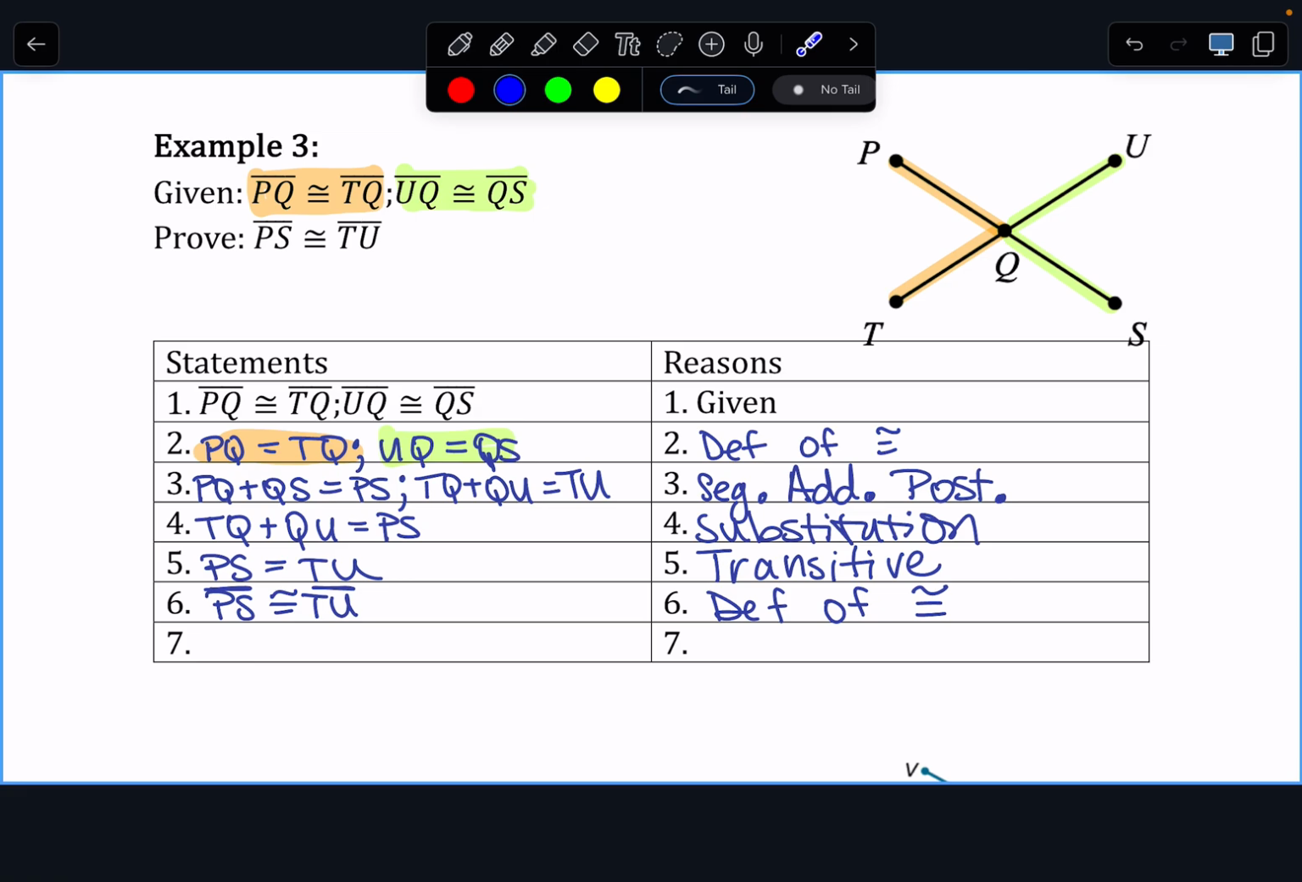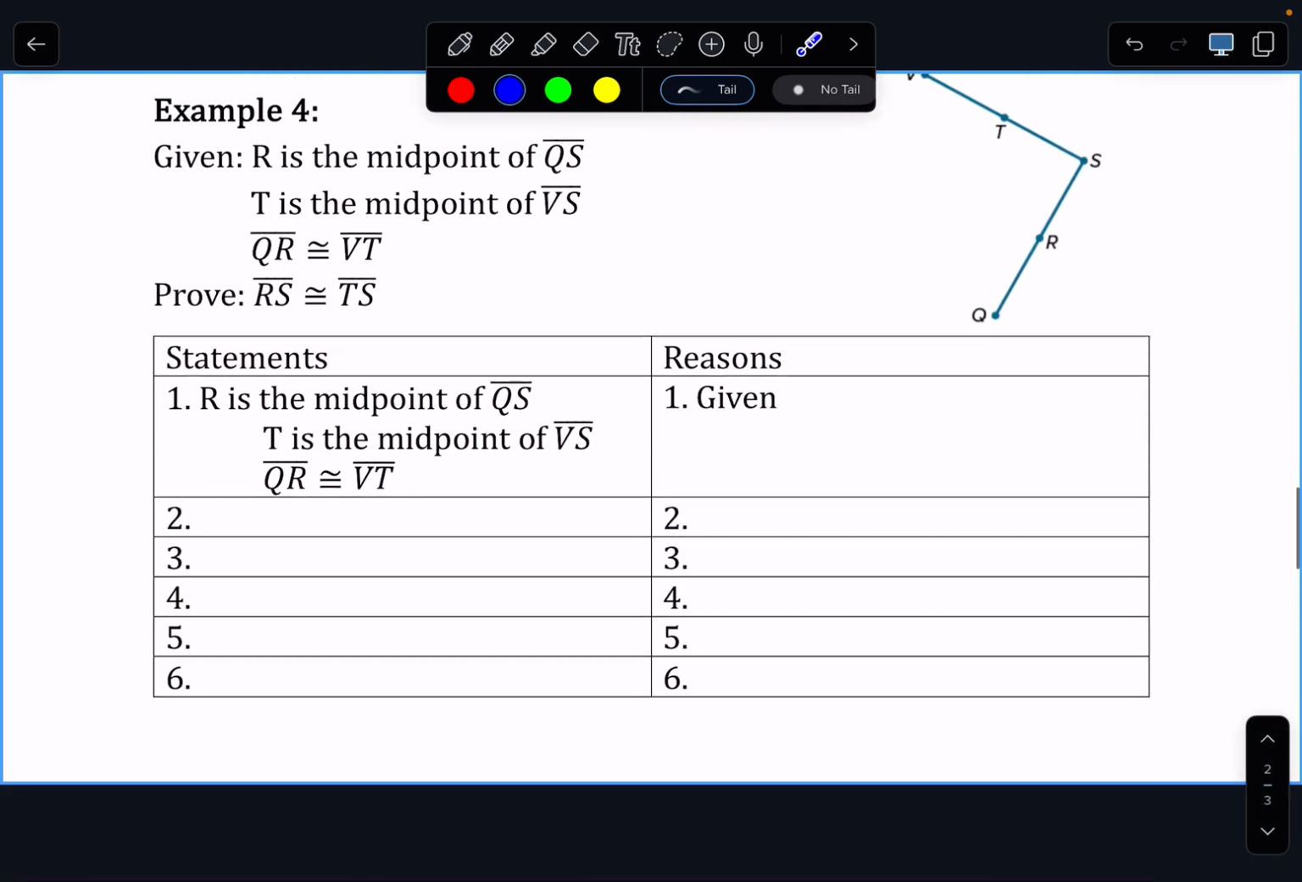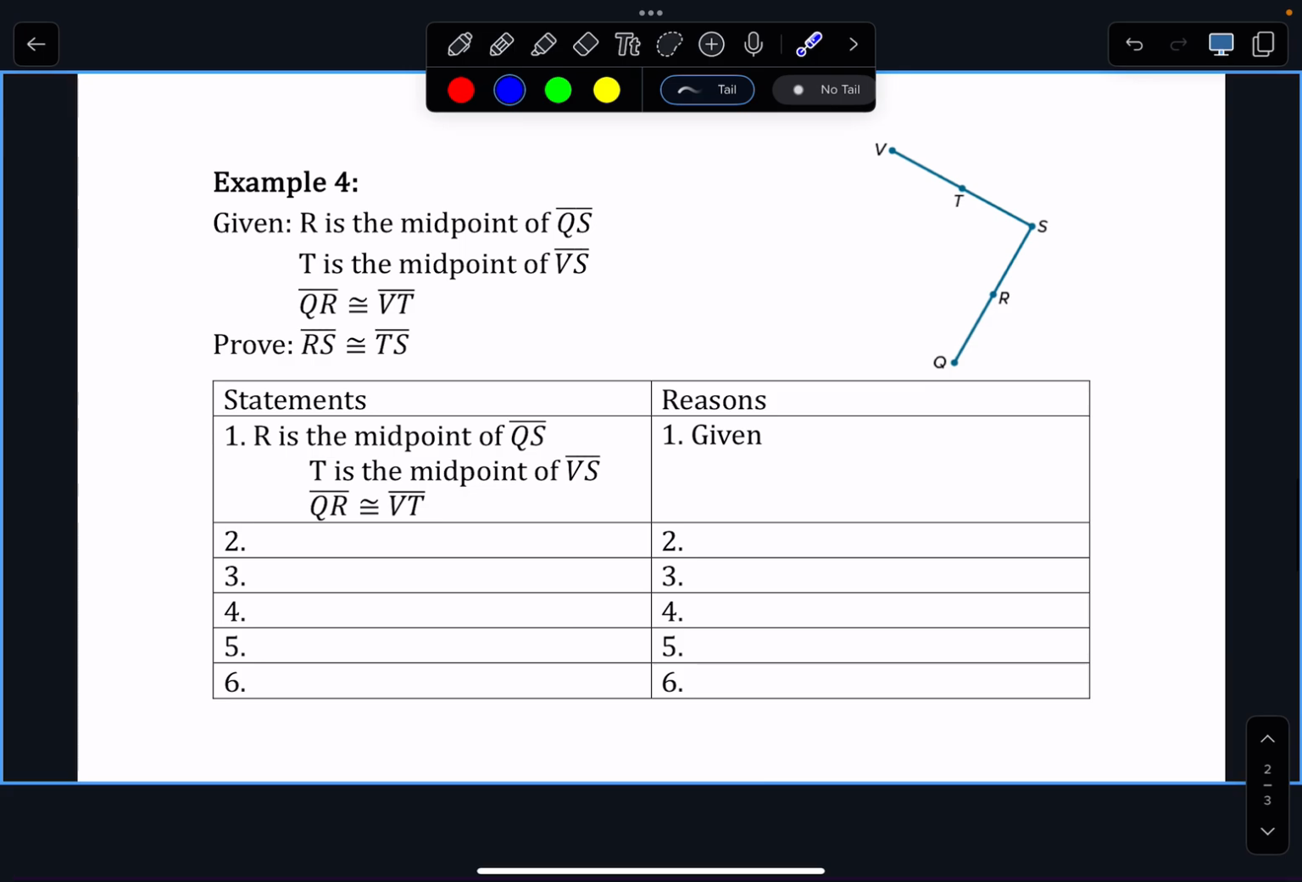It can be substitution. How do you get to number 3? Like, how do you do number 3? So do you see how I have this giant segment? I say PQ plus QS equals the whole thing. And TQ plus QU equals the whole thing. Okay.